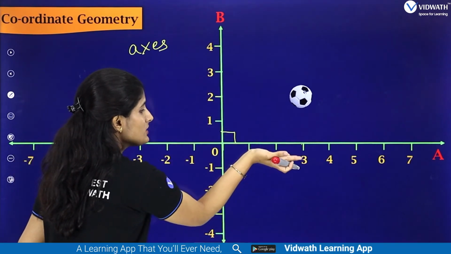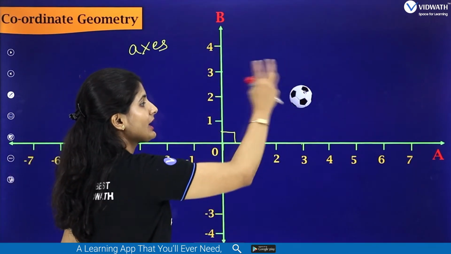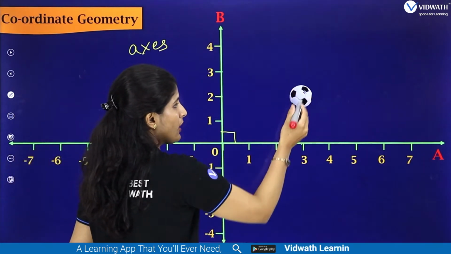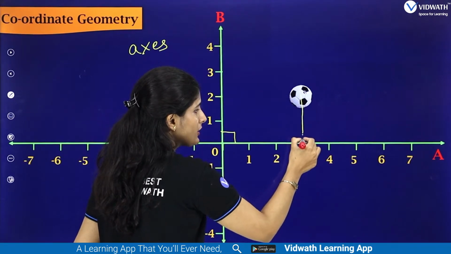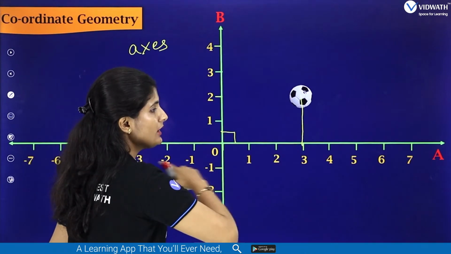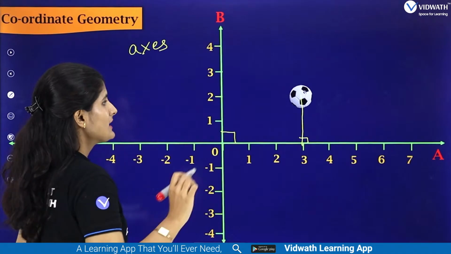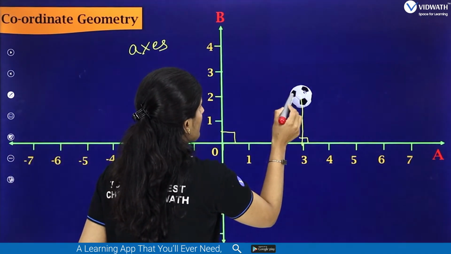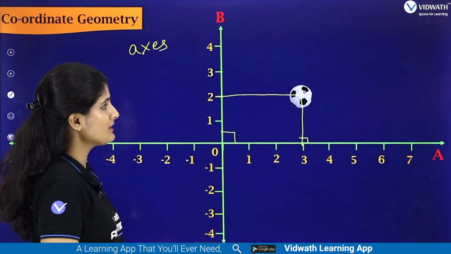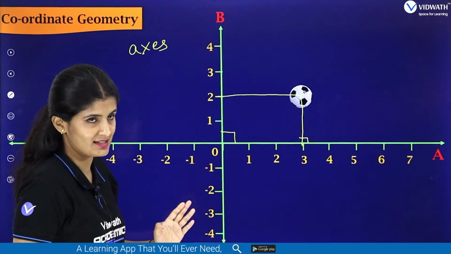Now, the horizontal axis and the vertical axis can be made use to find the location of this ball. How do we make use of it? From the ball, let me drop a perpendicular to the number line A. That is, I am dropping a perpendicular to the horizontal axis. That an angle formed here is 90 degree. Similarly, I will take a perpendicular from the ball to the number line B. That is, a perpendicular is drawn from the ball to the vertical axis.